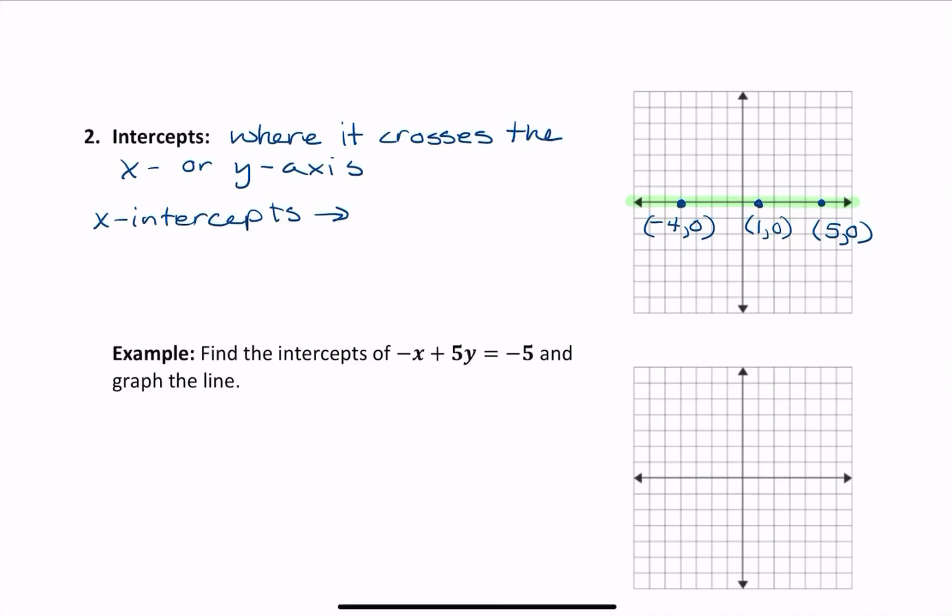So if you notice, all of these points, your y equals 0. That's the common thing. Anywhere on the x-axis, your y is going to be 0. So that is going to be how you find x-intercepts. You're going to set y equal to 0 and solve for x. Now, y-intercepts are just the opposite. If you're anywhere on the y-axis, any coordinate on here, the x is going to equal 0.